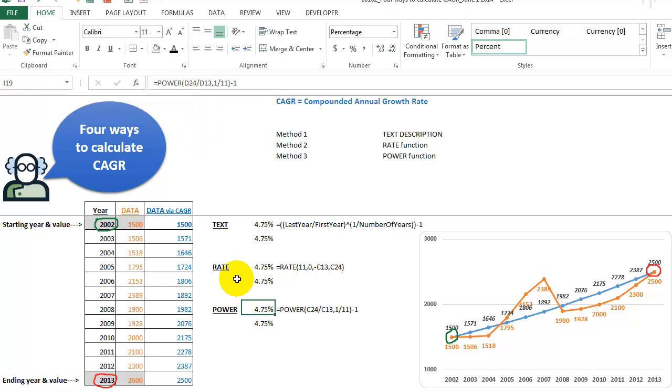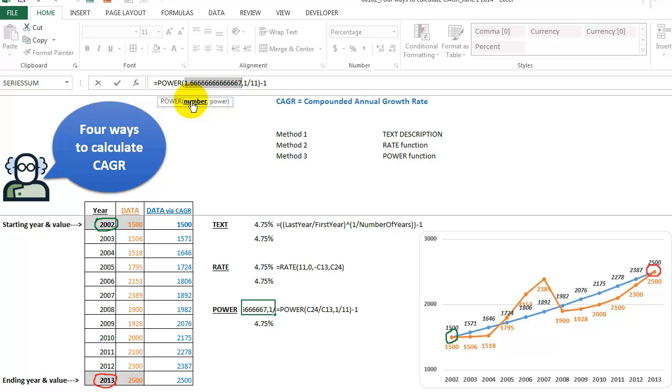So method three is the power function. And what you do here is inside of here you've got the number, and we're just saying the end value divided by the beginning value. So really, let's just click this again, press the F9 key. Here again you see the 1.6 repeating, or almost 1.7. And that means you take the beginning value of 1,500, multiply it by 1.6, or almost 1.7, and that will give you the ending value.